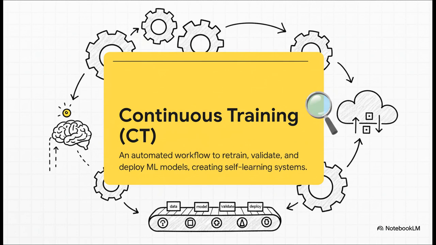Let's get a really clear definition down. A continuous training pipeline is an automated workflow that manages the entire lifecycle of a model once it's in production. It doesn't just train a model one time, it automatically retrains, validates, and deploys new versions, which is what turns your static model into a genuine self-learning system. This is a real cornerstone of modern MLOps.